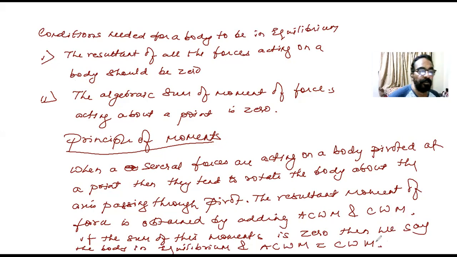When several forces are acting on a body pivoted at a point, they tend to rotate the body about the axis passing through the pivot. The resultant moment of force is obtained by adding the anti-clockwise moment and the clockwise moment. If the sum of these moments is zero, then we say the body is in equilibrium, and the anti-clockwise moment equals the clockwise moment. I hope people understood me here, children.